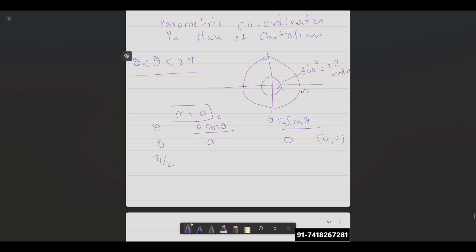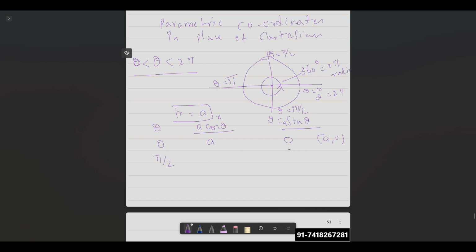This is theta equal to 0, and this is theta equal to pi by 2. Oh sorry, this is pi, this is theta equal to 3 pi by 2, and again theta equal to 2 pi. 0 and 2 pi are the same position.